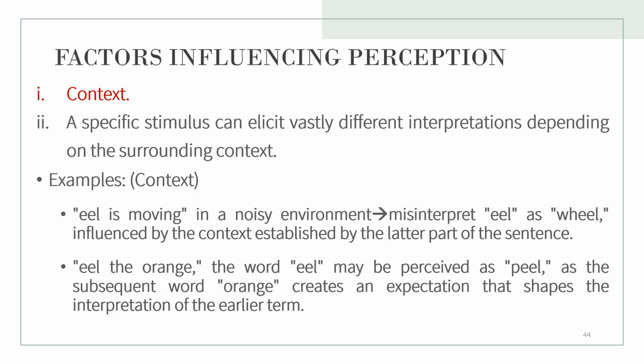In terms of context, a specific stimulus can elicit vastly different interpretations depending on the surrounding context. For example, when someone says eel is moving in a noisy environment, we can misinterpret eel as wheel. So moving is the context, so one can interpret that someone has said wheel instead of eel. So eel is moving is perceived as wheel is moving.